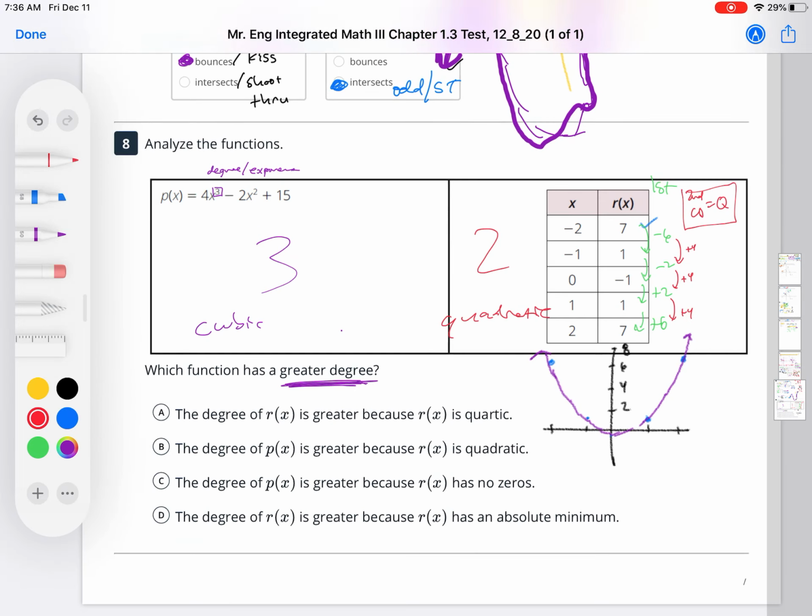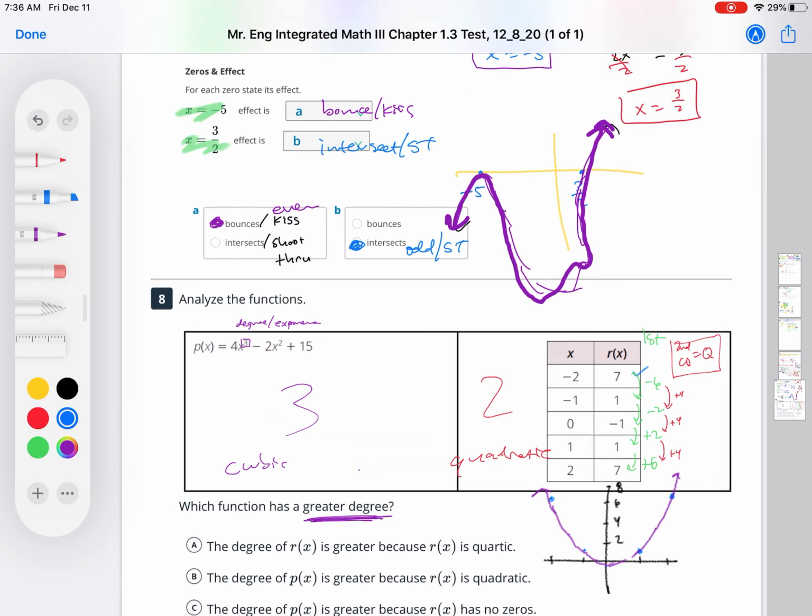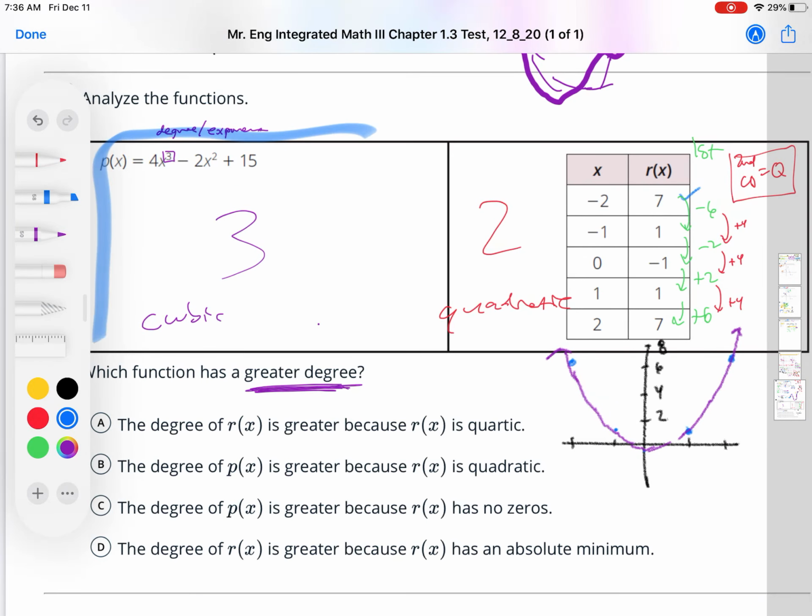So which one is the greater degree? My choice would be this one, so that would be P of x. P of x is greater because R of x is a quadratic.